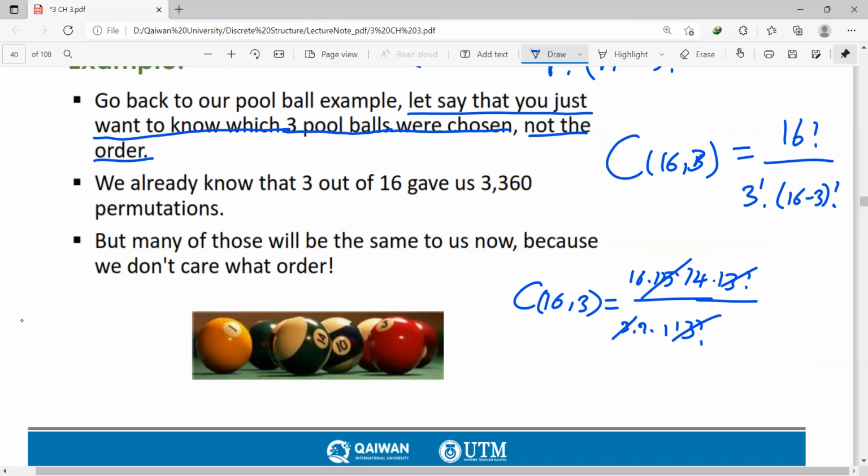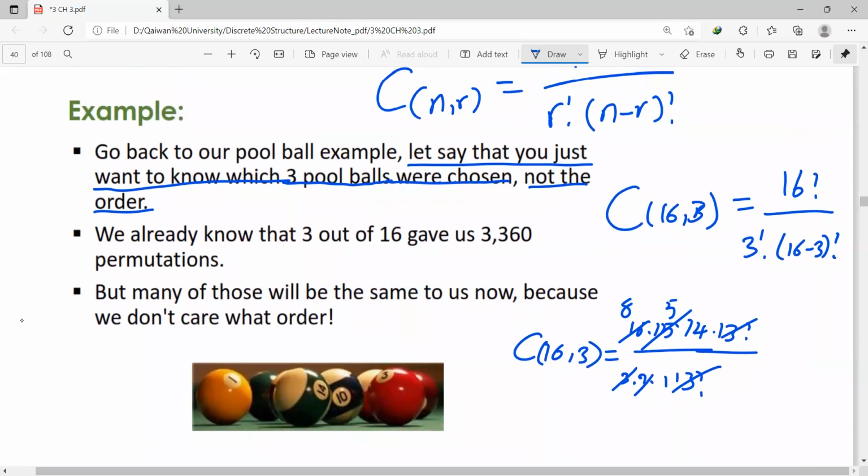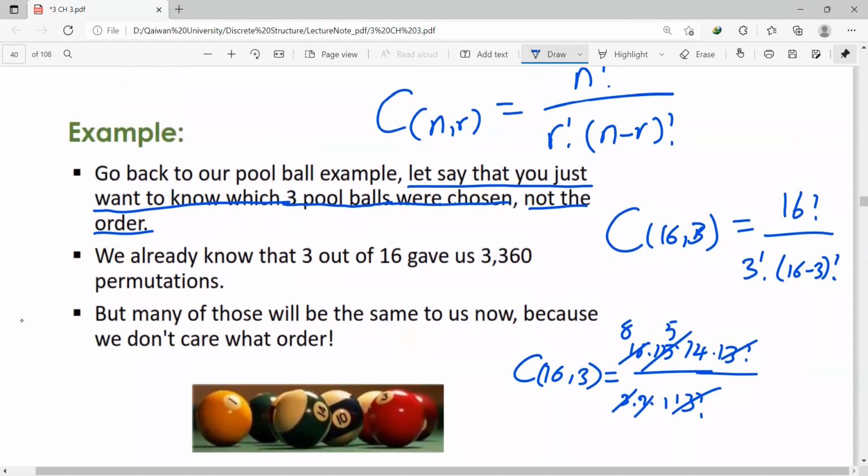3 with 15 becomes 5 here, and 2 with 16 is 8. 8 times 5 is 40. Times 14, you get that. Okay? So it's just multiplying this, do it by yourself.